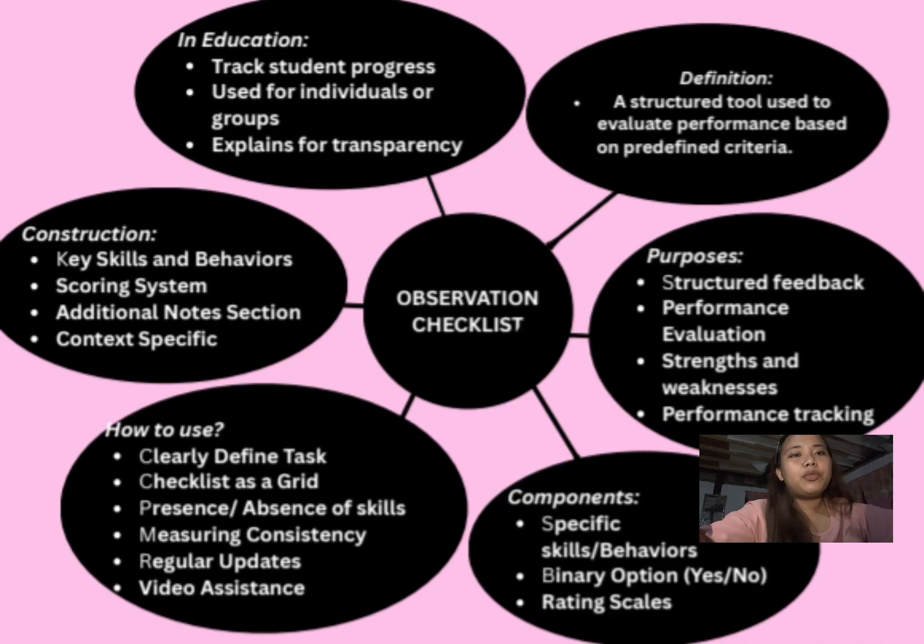Now let's talk about the three components of an observation checklist. First is specific skills and behaviors. Second is binary options. And the third is rating scales. For the first one, the specific skills or behaviors, these are the core of any checklist. Instead of vague ideas, you need a list of specific, clearly defined, and observable skills or behaviors. This makes the evaluation objective and focused. Observable means that anyone watching should be able to see whether the person is doing it or not.